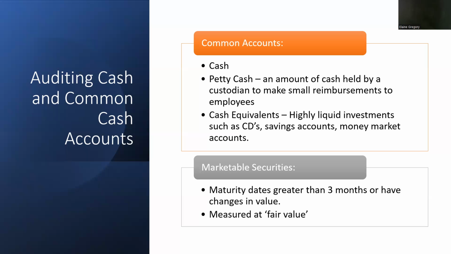Then we have another account called marketable securities, and those are securities that have a maturity date of greater than 3 months, or they have changes in values. And most of the time, or all of the time, they are measured, depending on what they are, at fair value. So if they're less than 3 months, they're usually put up into the cash equivalents. So the difference between cash equivalents and marketable securities is the time they're being held.